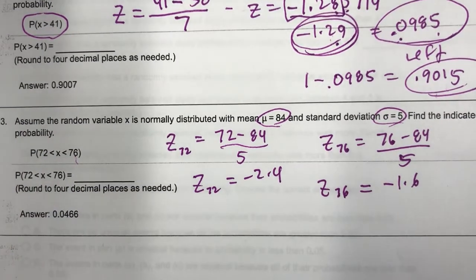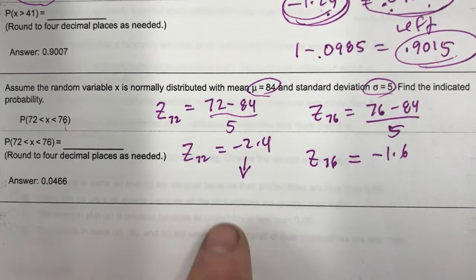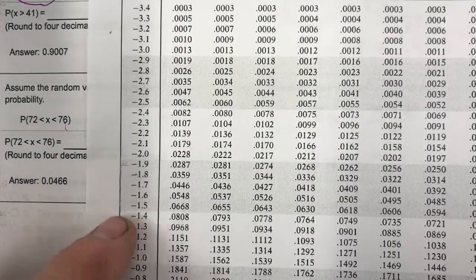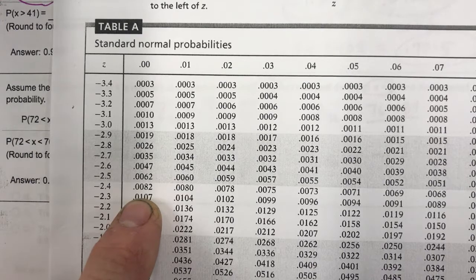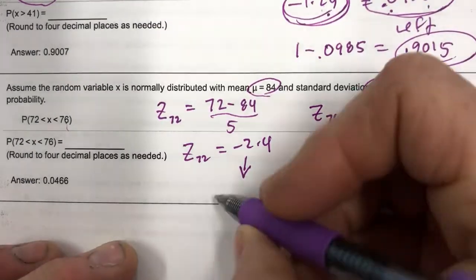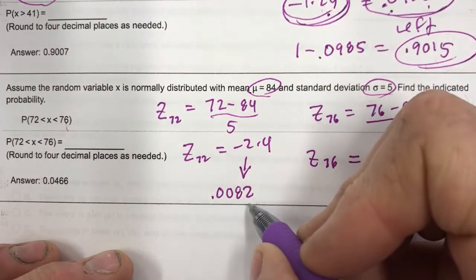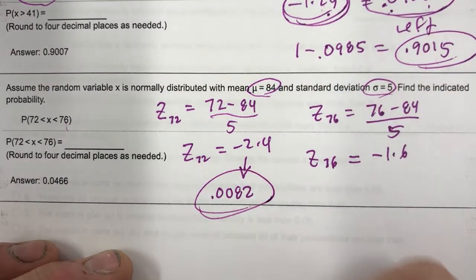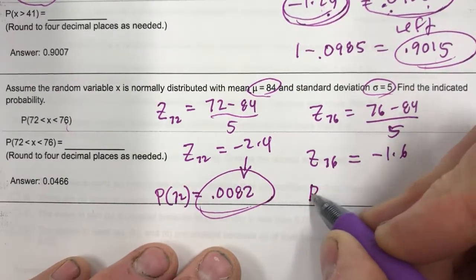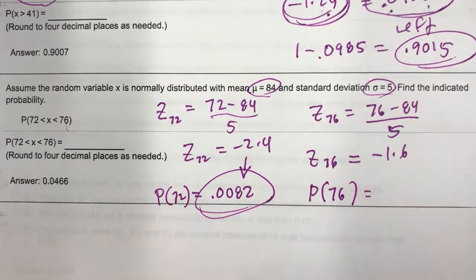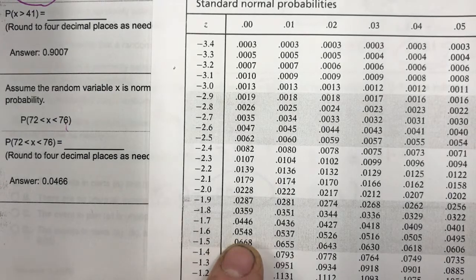Okay. So now look these up. So if I look this one up, negative 2.4, right here, 0.0082. There's my probability here. Okay, that's my probability for 72. All right, what's my probability of 76? So look up negative 1.6. Negative 1.6 is right there, 0.0548.